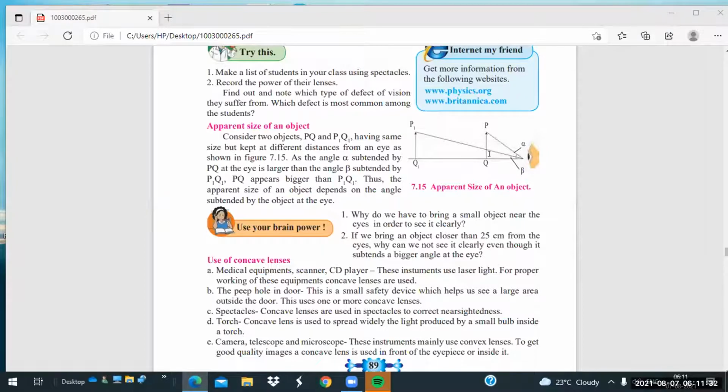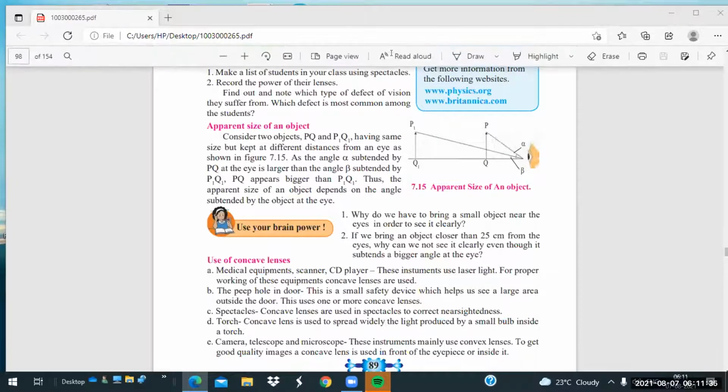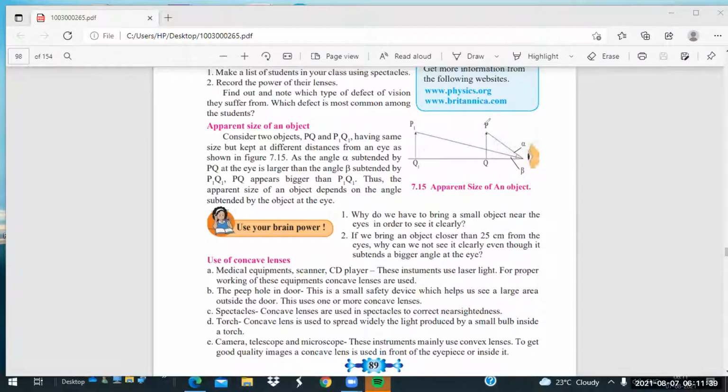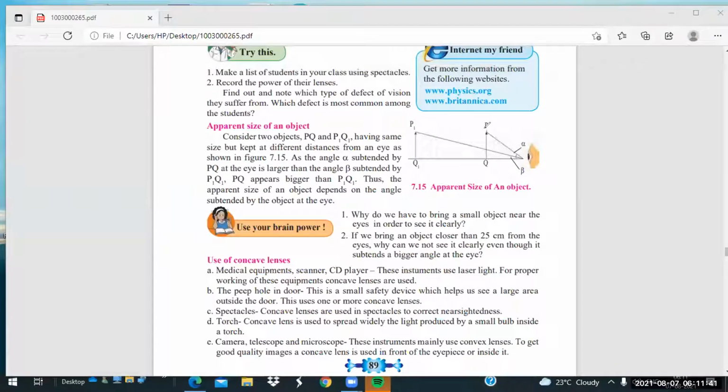When we see any object kept in front of our eyes, it creates an angle while we are observing that thing. Suppose this is P1, PQ, and from here to here, one angle is formed. And that angle is alpha. This angle is alpha.